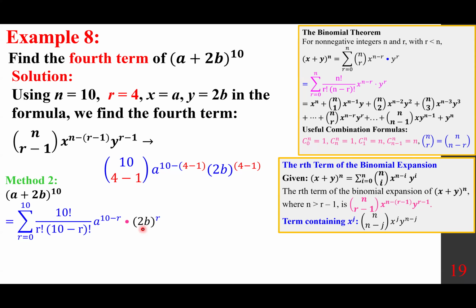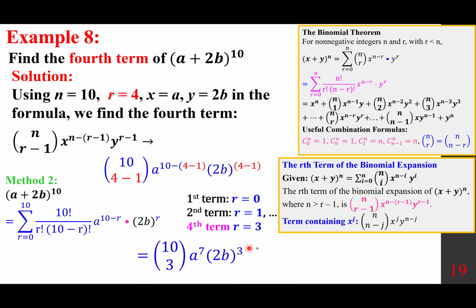So if you look at the first term, r is 0, because the first term we have a to the power of 10, and this doesn't have any power. The second term, r is 1, and the third one is 2. The fourth one is 3, and so forth. So you recognize the fourth term, r is 3. If you want a specific term, then you take off 1. So now, combination of 10, 3, a to the power of 7, 2b quantity cubed.